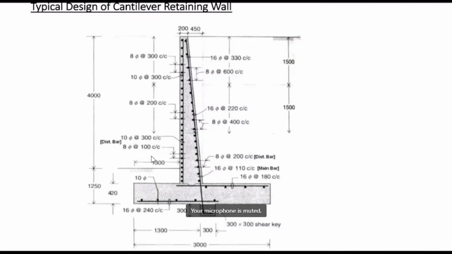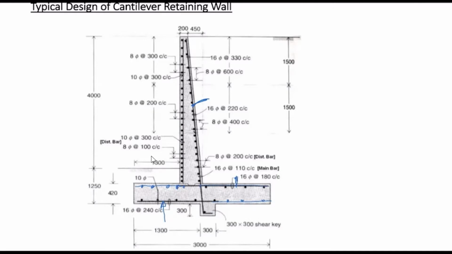Just go through the design of the cantilever wall. The main reinforcement for the stem will be like this, the main reinforcement for the heel like this, and the main reinforcement of the toe slab will be like this. You can provide the distribution reinforcement accordingly, as given in the different codes for minimum reinforcement. We can also extend this up to this point and provide distribution reinforcement. So these are the distribution reinforcement, and the main reinforcement will be from here to here.